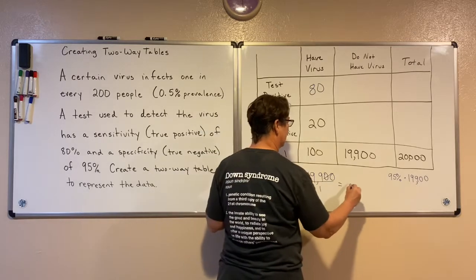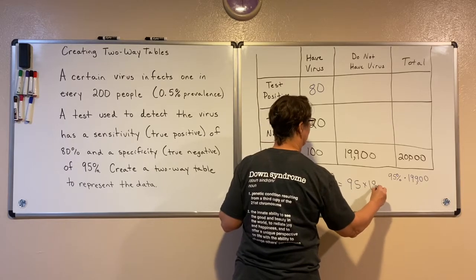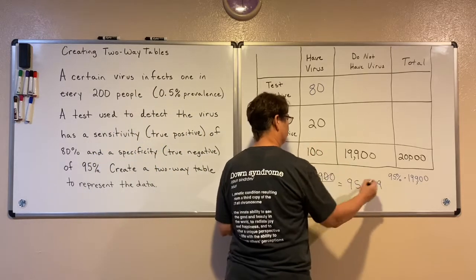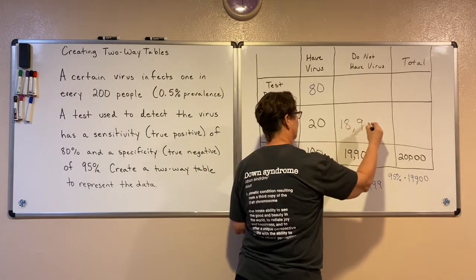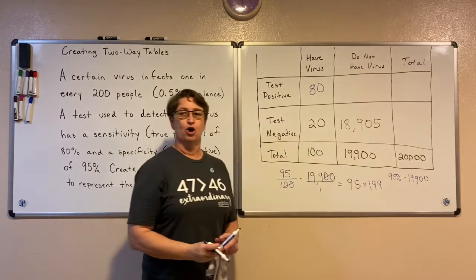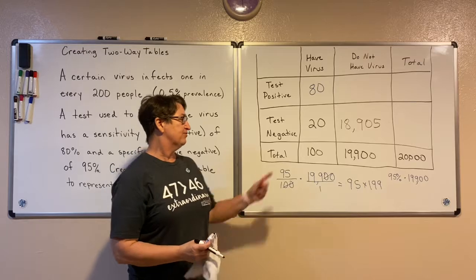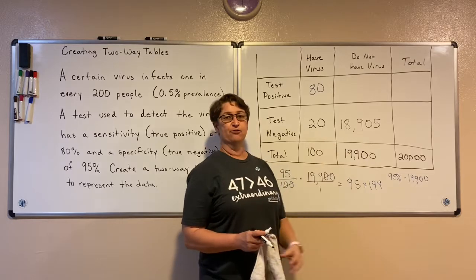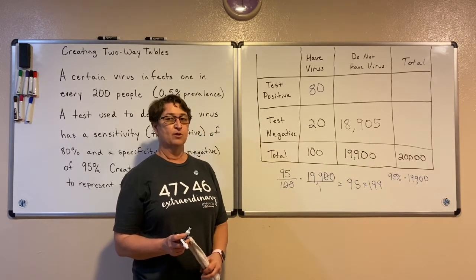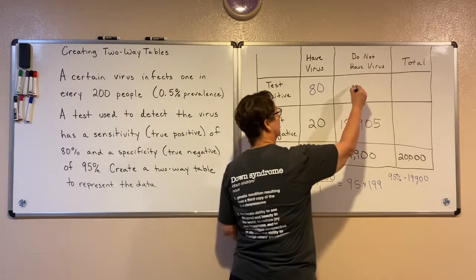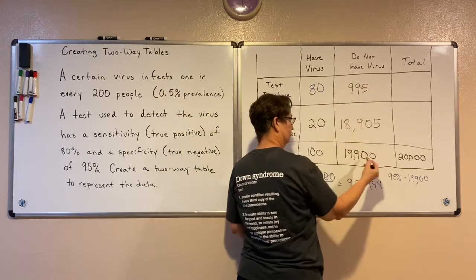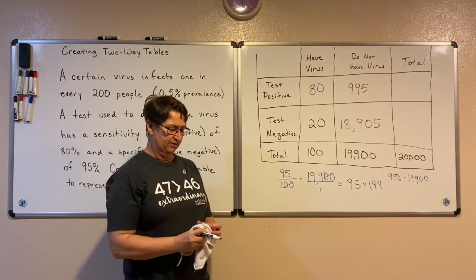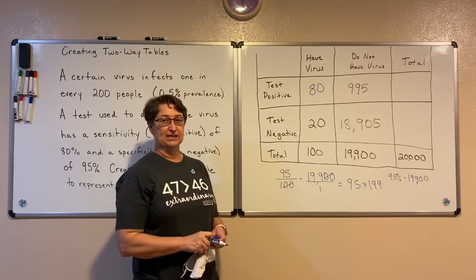So now I'm just multiplying 95 times 199. So I know that, multiply that out, 18,905 people are going to walk away with a negative test. Those 19,900 that walked in without the disease, 18,905 of them are going to walk away with a negative test. But that means that 995 people, subtract there, 995 people walked away with a positive test. They walked away thinking they had the disease when they didn't.